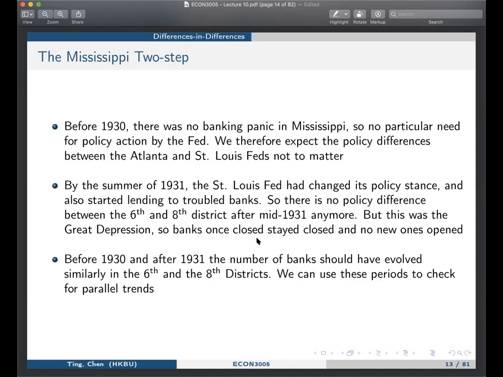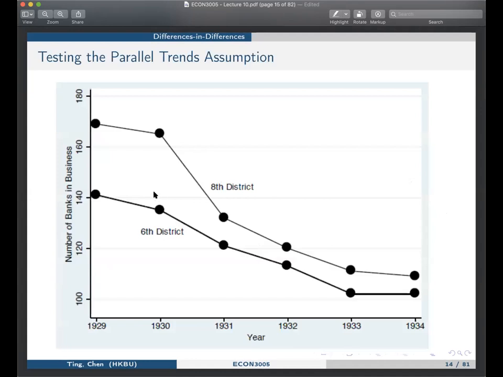So banks once closed stay closed, and no new ones open. So before the 1930s and after 1941, the number of banks should have evolved similarly in the 6th and 8th districts, because in these two periods there's no treatment. Only the period in between has the treatment, the policy difference. We can use the other periods to check the parallel time trend assumption I just mentioned. In the periods with no treatment, there should be parallel growth trends. So let's see if that's the result.